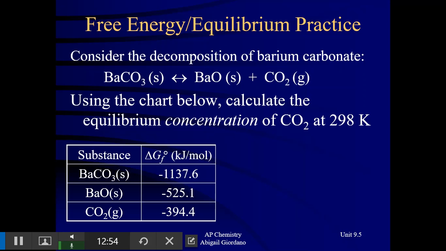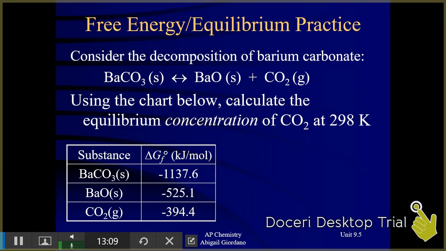All right, let's look at this practice problem together. We have a balanced equation. It says, using the chart below, calculate the equilibrium concentration of carbon dioxide at 298 K. And then, guys, if you will notice, I see Gibbs free energy values of formation. And I've said this before in videos, when you see that little sub F, I want a little light to go off in your brain. This must be a products minus reactants situation, because that's when you plug in formation values.